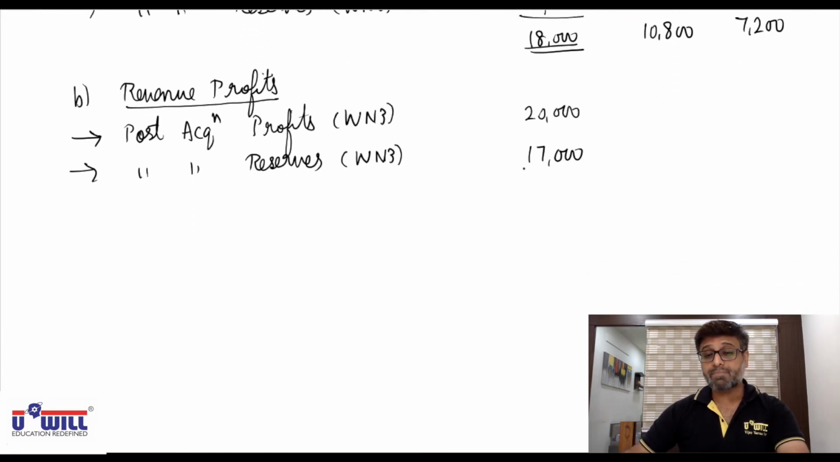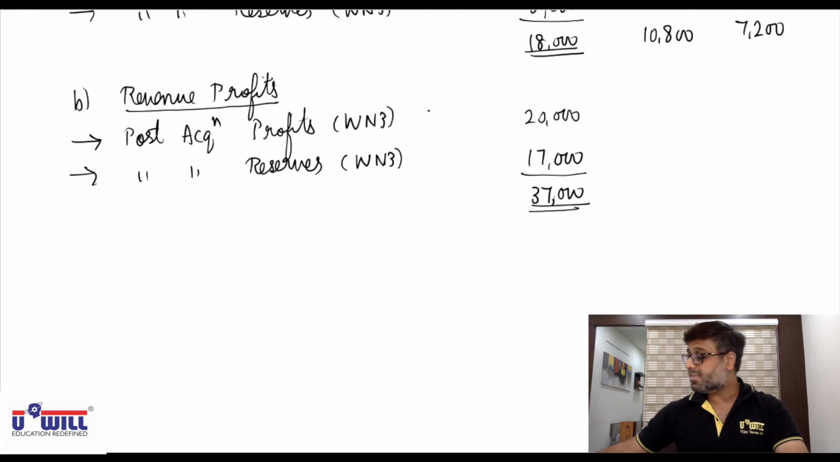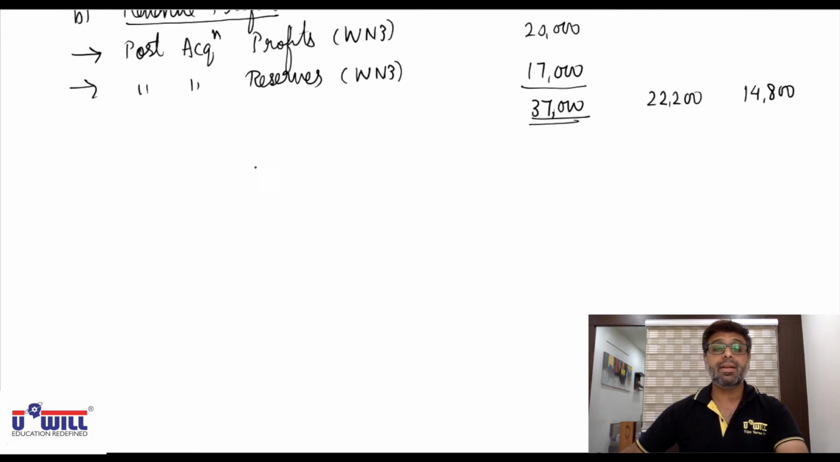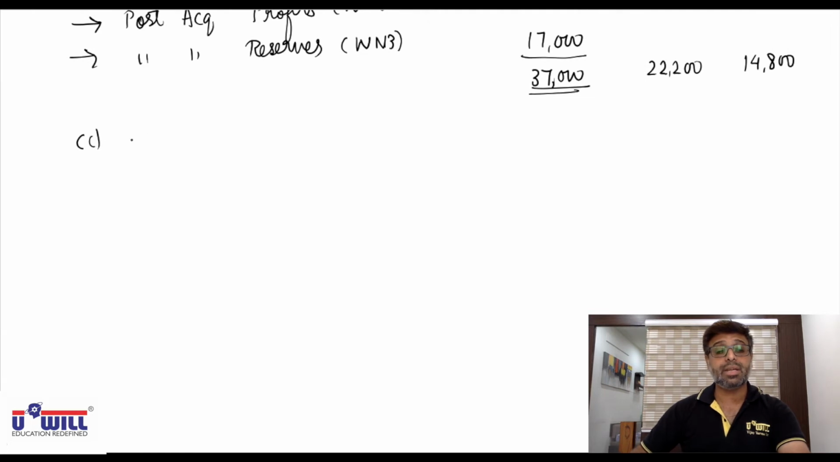Now 20,000 plus 17,000, 37,000 are revenue profits. Now 37,000 into 3 divided by 5, 22,200, and 37,000 into 2 divided by 5, that is 14,800 is minorities share. And then we will take the third item in this working, share capital of Q Limited.